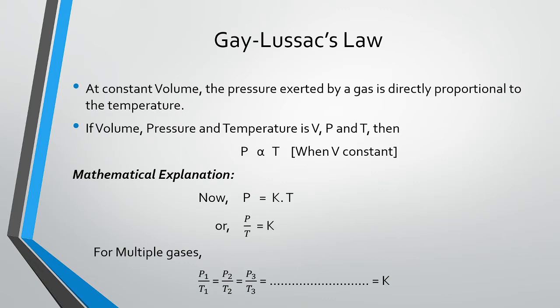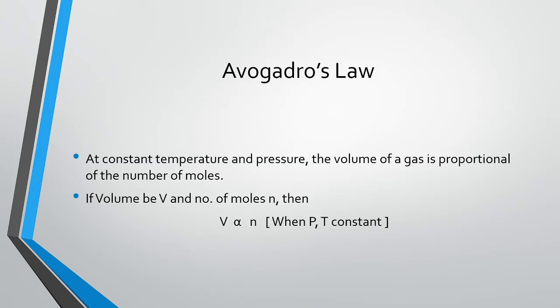And from the mathematical explanation we obtain that the ratio of pressure and temperature will be a constant K for multiple gases. So this is another equation obtained from Gay-Lussac's law, which will be utilized for the upcoming mathematical problems. So we have seen Gay-Lussac's law, then let's come to the next law, that is Avogadro's law.